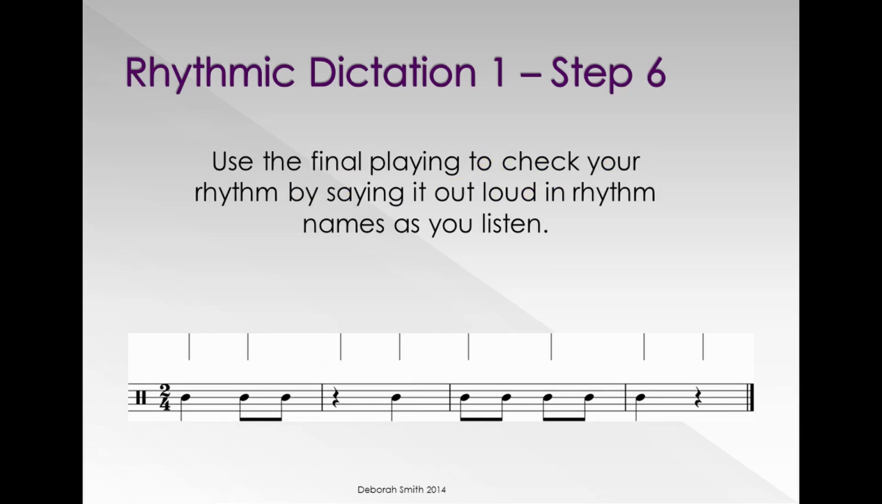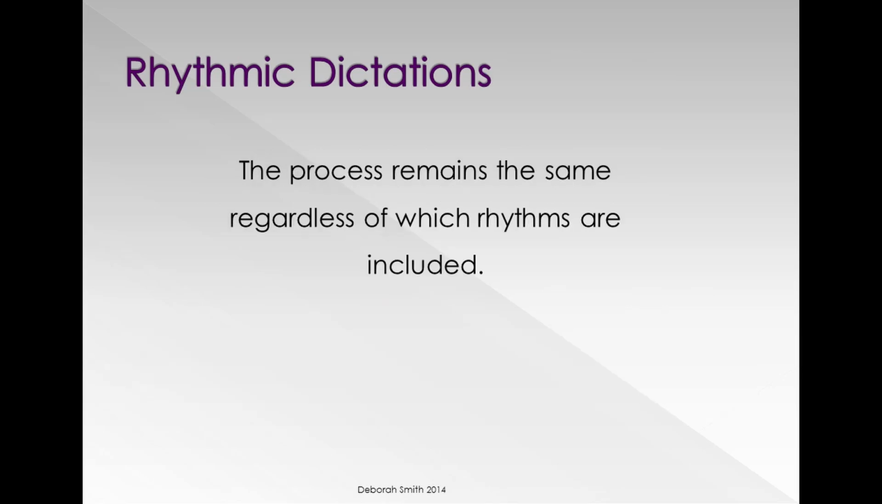Use the final playing to check your rhythm by saying it out loud in rhythm names as you listen. 1, 2, ta, ti, ti, ta, ti, ti, ti, ti, ta. The process remains the same, regardless of which rhythms are included in the dictation.